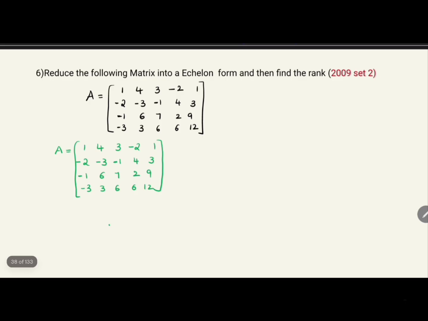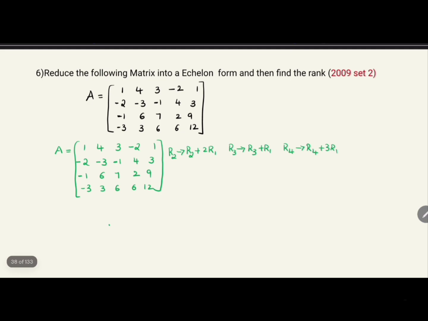For that, what is the first step? A11 should be 1. Yes, it is already 1. So the first step is satisfied. Now what is the second step? We should make all these 3 elements 0 by making use of R1. So what will be the steps now? R2 implies R2 plus 2R1. R3 implies R3 plus R1, and R4 implies R4 plus 3R1. Done. Now we shall do this first row operation, that is R2 plus 2R1.